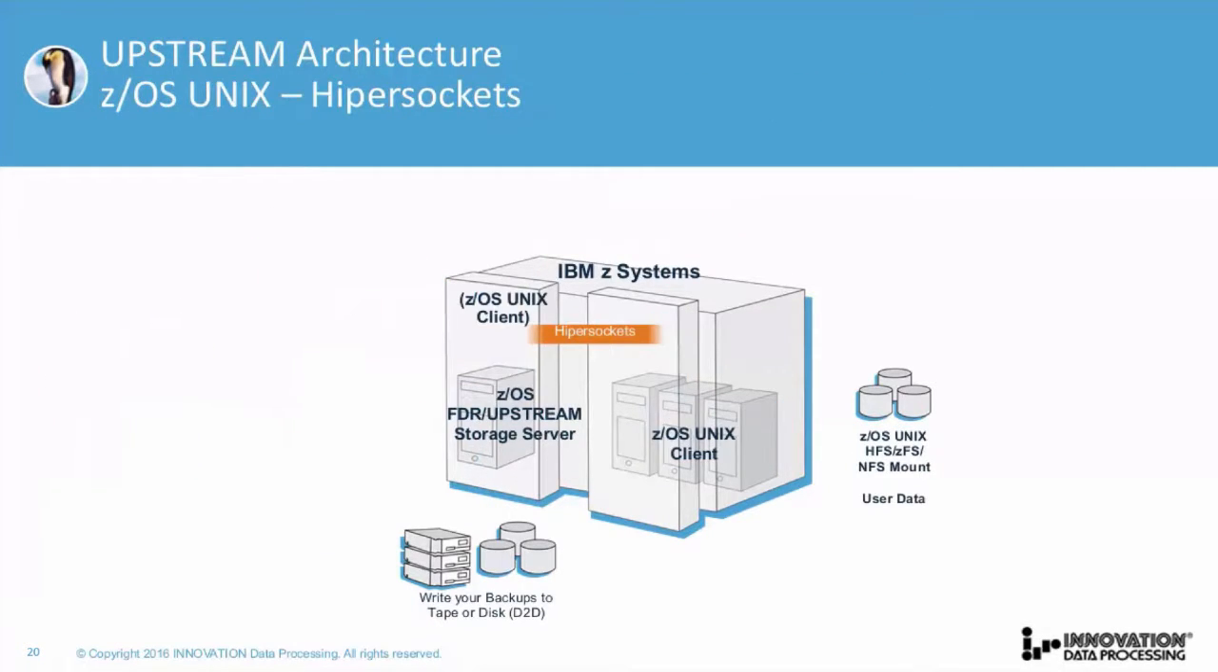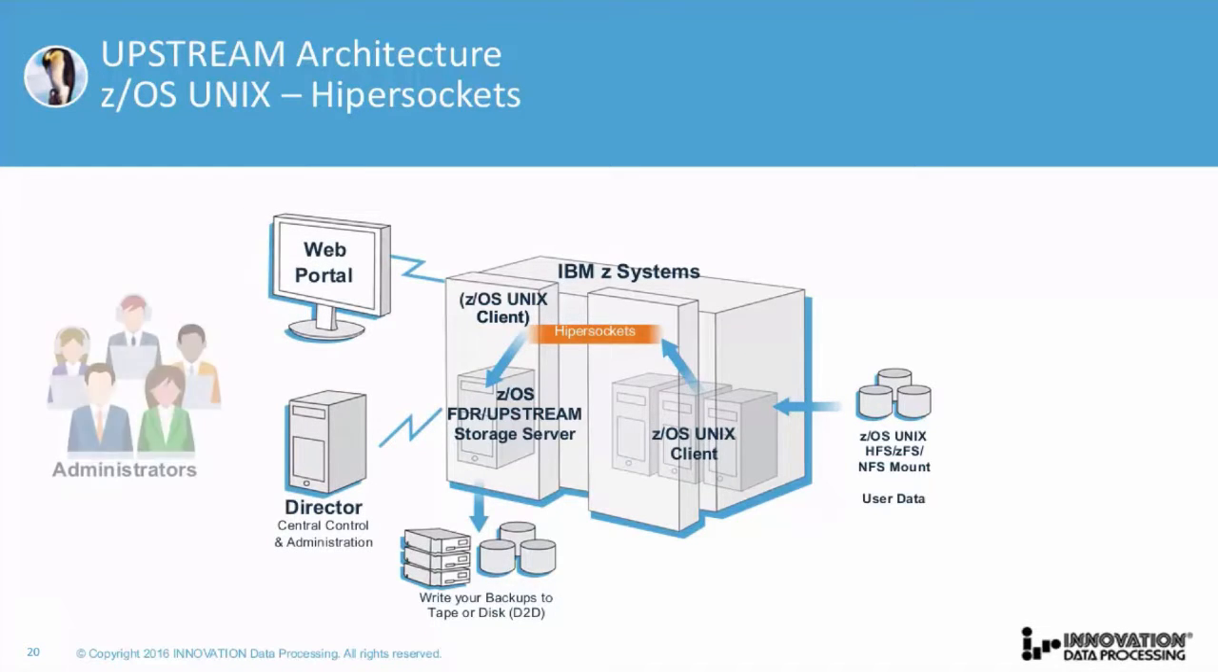Our third configuration is backing up z/OS Unix data, or USS, over HiperSockets. So in this example, we have two z/OS systems, both in the same CEC. The right-hand data is, again, your z/OS Unix data. However, it will either be on HFS or zFS file systems or an NFS mount. That data will be read by the z/OS Unix client, transmitted through TCP/IP to HiperSockets, and then down the other side into the FDR Upstream storage server LPAR, and then back down onto the storage media. The same management interfaces are used again, no matter what your configuration.